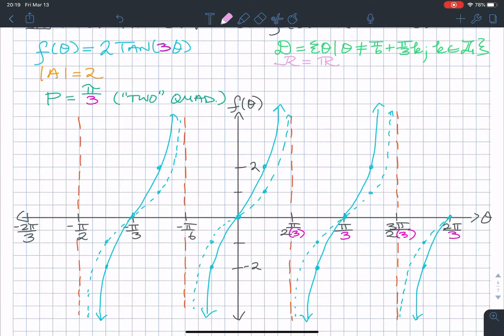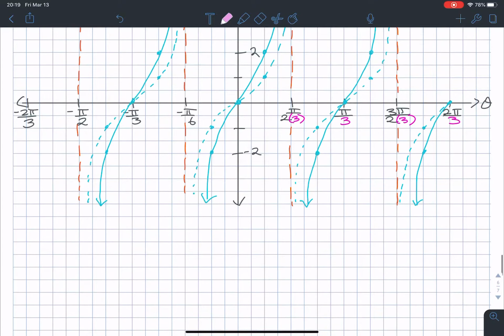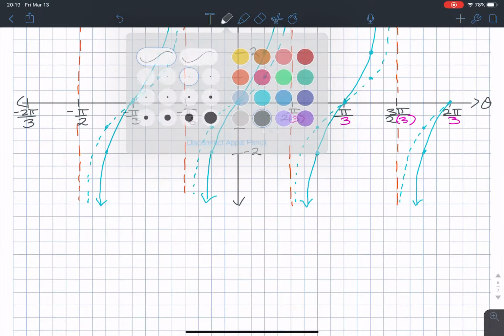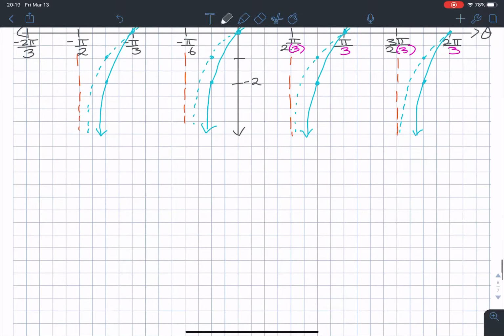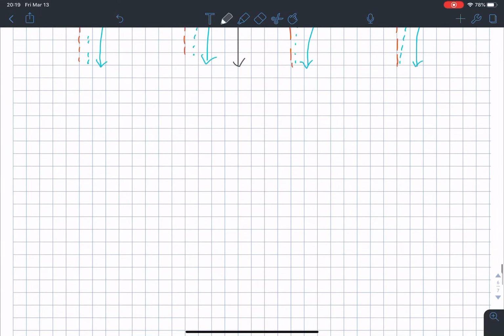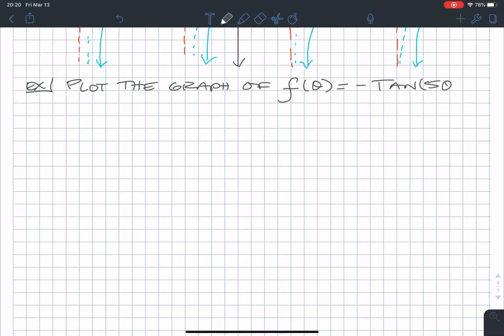Okay, so let's move on to one more just for fun. I know this was a long section, so let's wrap it up. Okay, so for example, let's plot the graph. Let's do f of theta being equal to negative tangent of 5 theta.